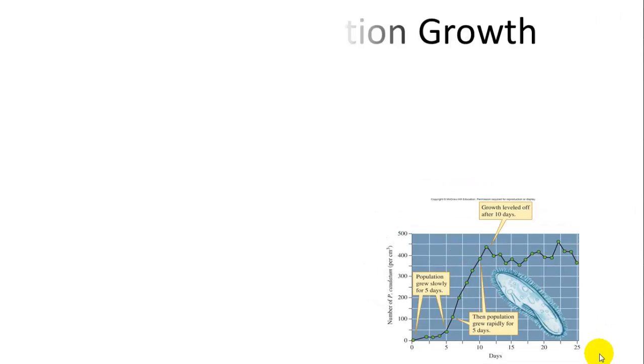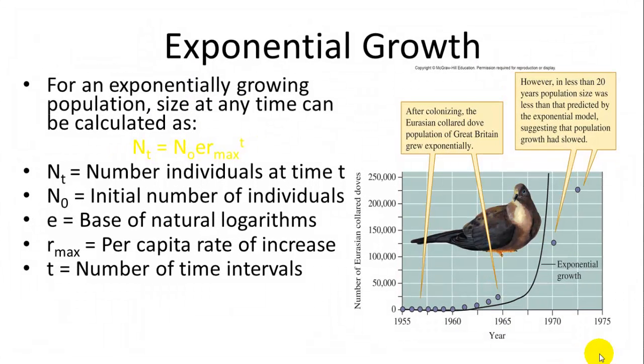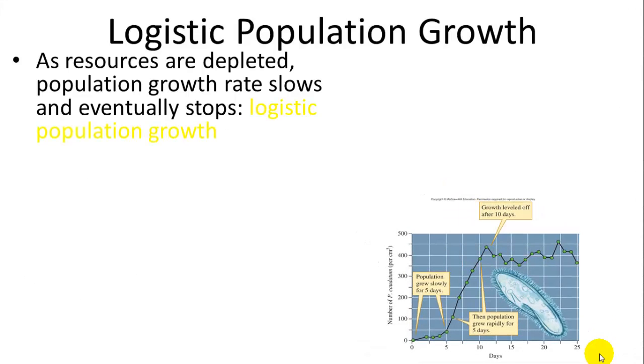An example of exponential growth would be the Eurasian collared dove, which we talked about last time, and its dispersion into a new area. As it disperses into a new area, it initially starts really low, but eventually starts to grow at a greater and greater rate. So this is not realistic, though. At some point, the exponential growth is going to have to level off, and that's what logistic population growth is.